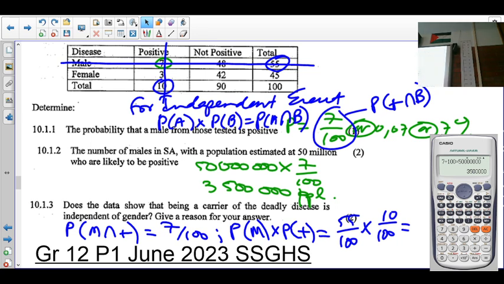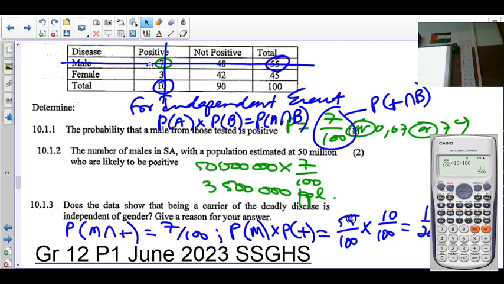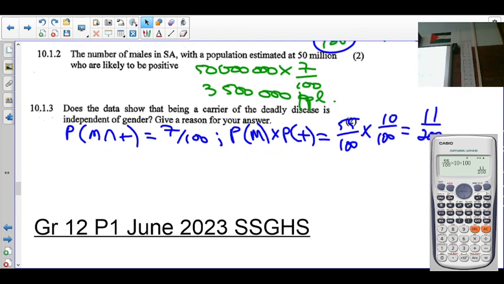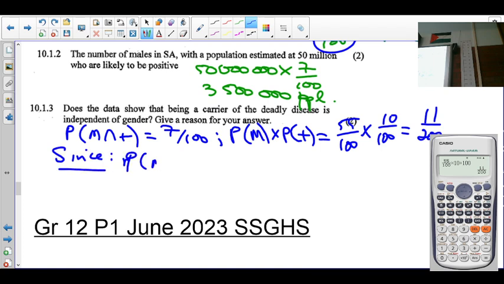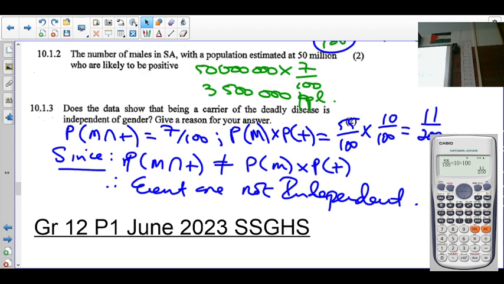Okay. Of course it's not. So that gives us an answer of 10 over 100. So that is an answer of 11 over 200. So what do we say now in conclusion? That since the probability of male intersection positive is not equal to the probability of male times the probability of being positive, therefore events are not independent. Or we can say that the events are dependent. They're dependent on each other.